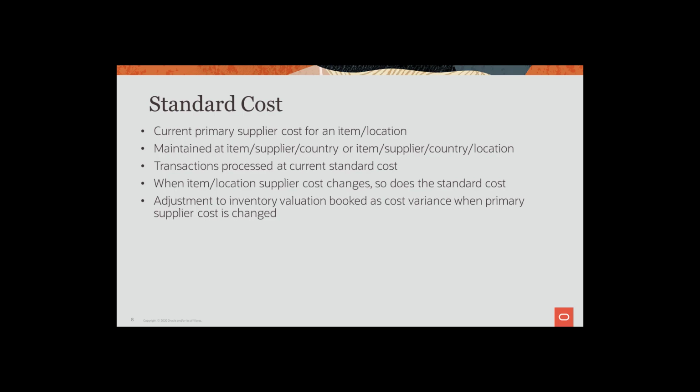The biggest difference between the two methods is the way the cost is updated in the system. The standard cost can only be updated by doing a supplier cost change within merchandising. Changing the primary supplier cost for an item will result in a change in the value of the inventory for that item at all locations impacted by the cost change.